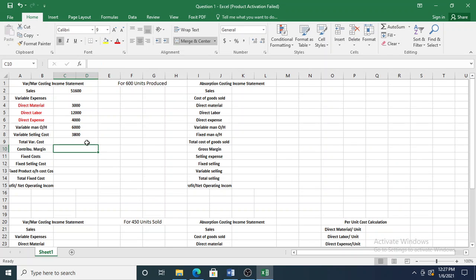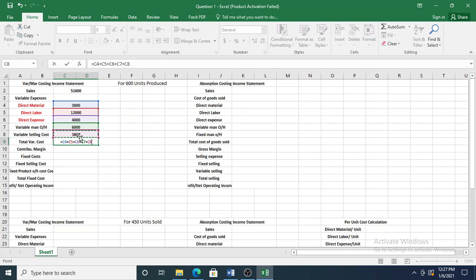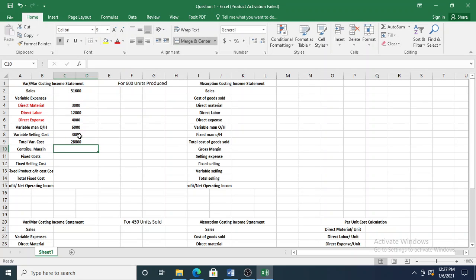So now we can calculate the total variable cost, which is 3,000 plus 12,000 plus 4,000 plus 6,000 plus 2,800, which gives us 28,800 dollars. We get the contribution margin by deducting 28,800 from the total sales, which gives us 22,800.